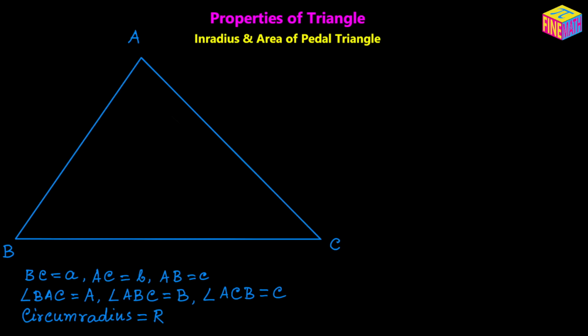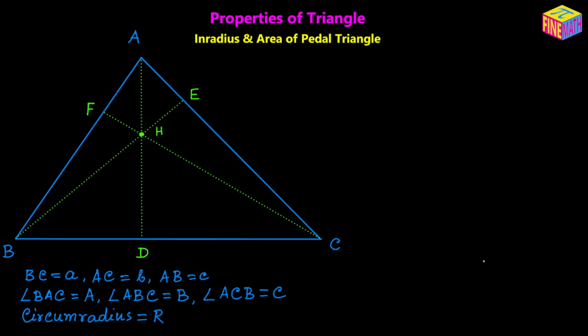Next we are going to draw the altitudes of this triangle. From each of the vertices we are going to drop a perpendicular onto the opposite side, and let's assume that those are the three altitudes and their point of intersection would be called the orthocenter, which is usually denoted by uppercase H. And the points D, E and F are known as the feet of perpendiculars. That means they are the points where the perpendiculars drawn from the vertices land on the opposite side.